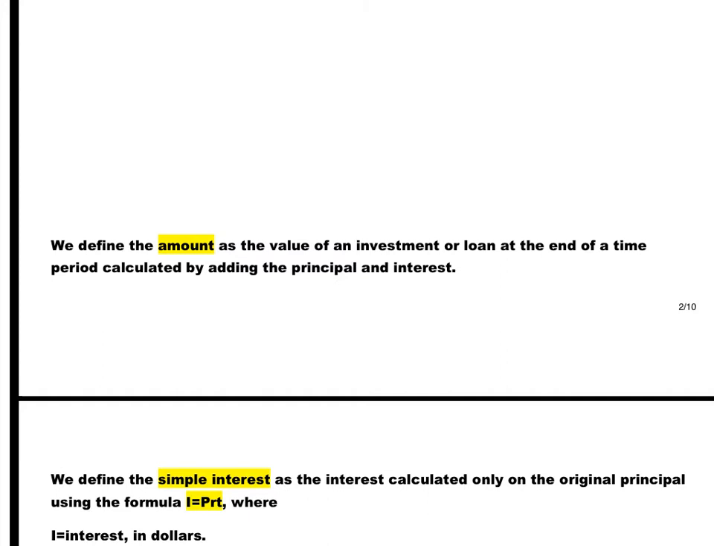Now the next definition is called the amount, or what you can call the future value. It is what you are going to get at the end of the time period that you either deposit the money or get a loan. This amount is going to be the initial investment, or the principal, plus the interest which is accumulated in your account.